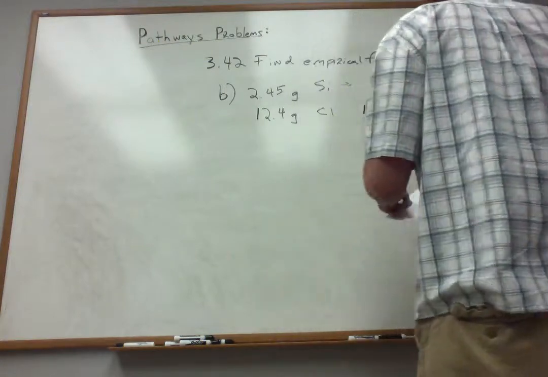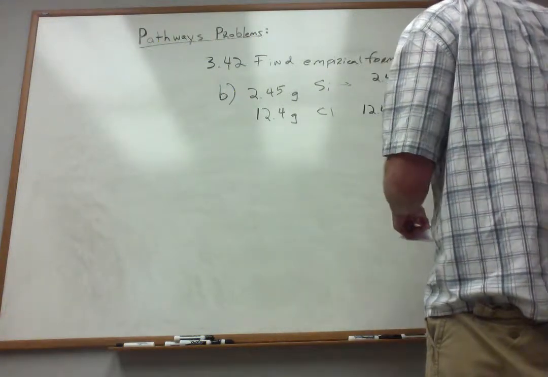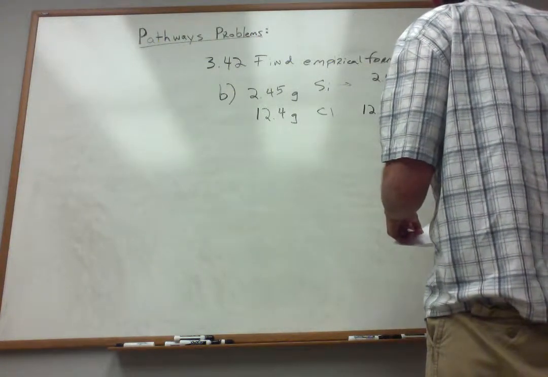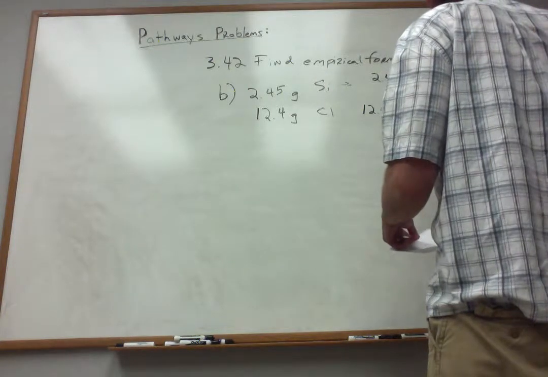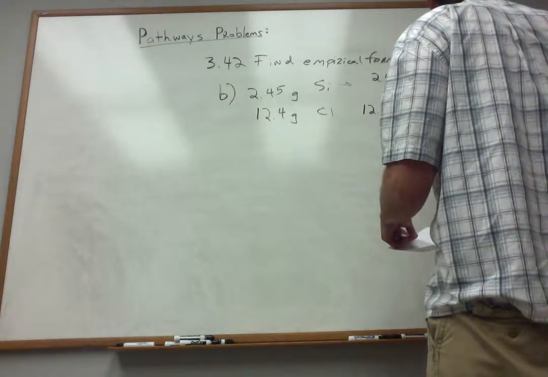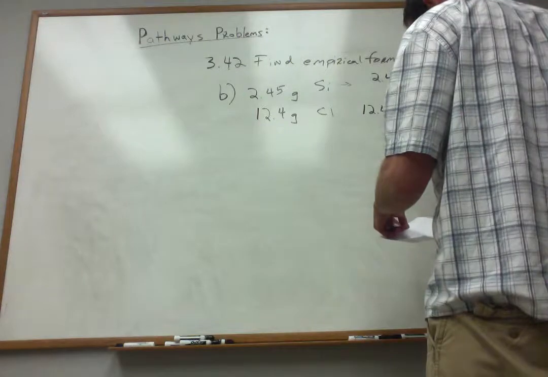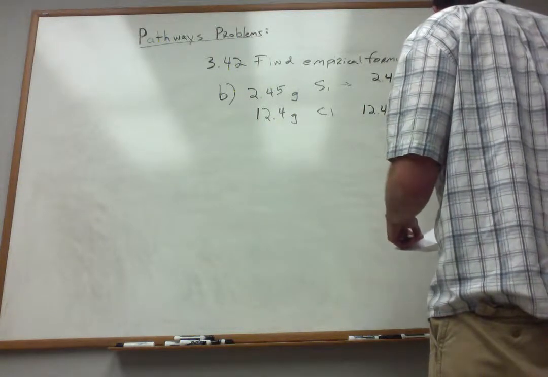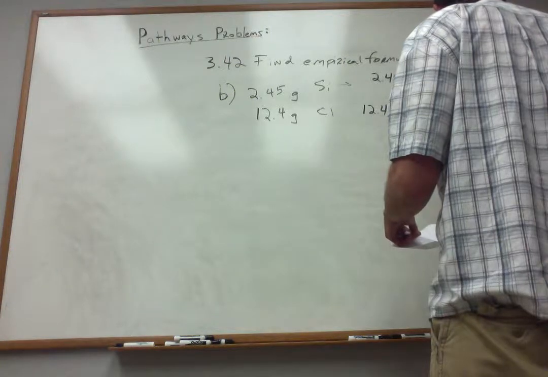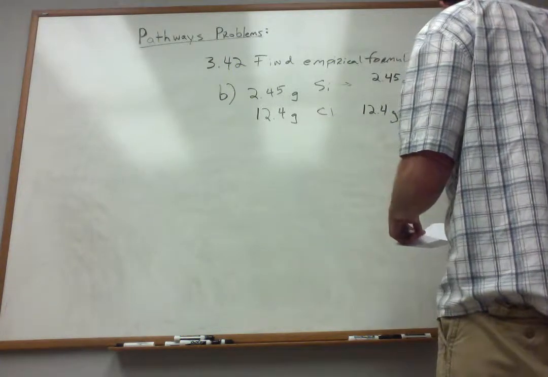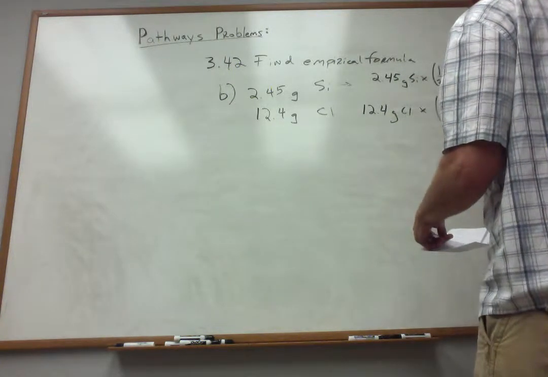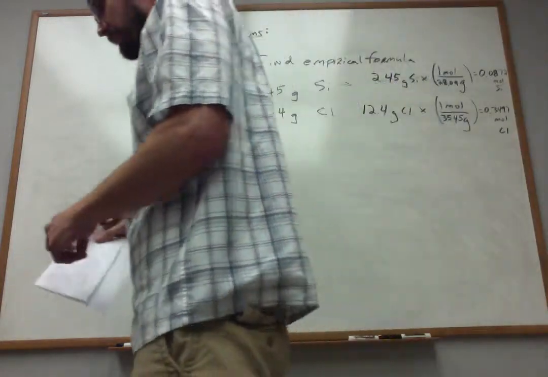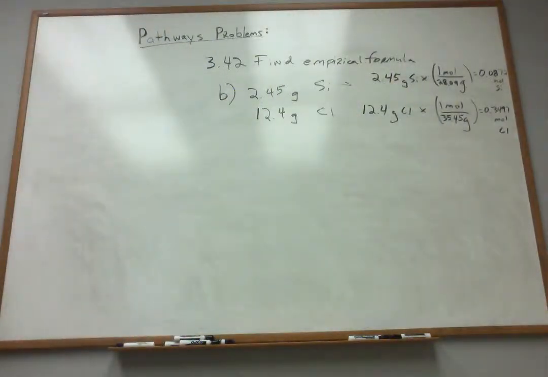When you do the math, you find that you've got 0.0872 moles silicon, and I've got 0.3497 mole of chlorine. Okay? All I've done is convert mass to moles. The whole strategy there is that moles are a counting unit.